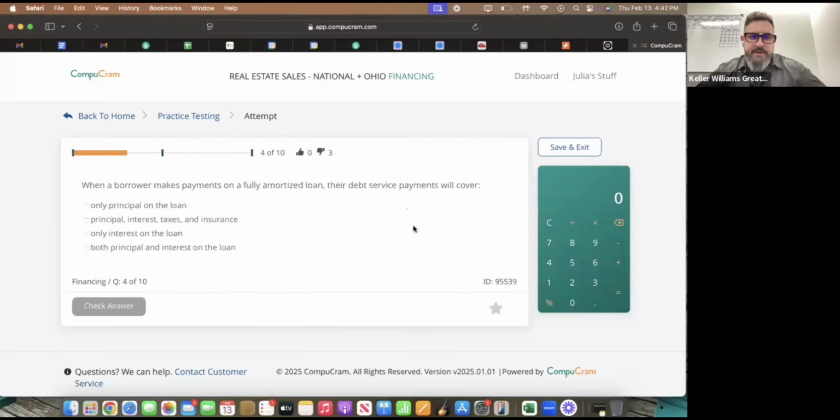All right, next question. When a borrower makes payments on a fully amortized loan, their debt service payments will cover A, only principal on the loan, B, principal, interest, taxes, and insurance, C, only interest on the loan, or D, both principal and interest on the loan. So this is a fully amortized loan. The debt service payment, what is it? What all does it cover?